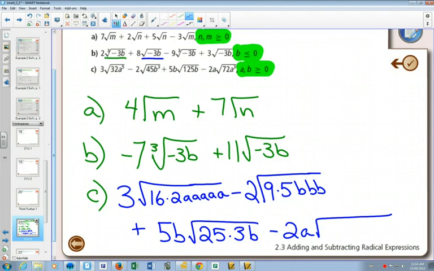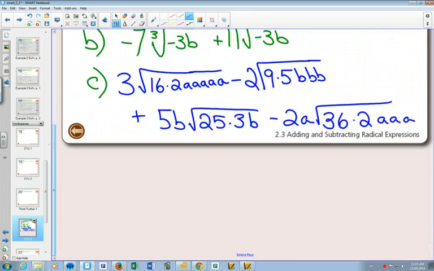36. 36 times 2, a. So I'm just setting this up right now to simplify. Because now, this square root of 16 is going to become a 4. I can pull it out of the square root in front, it's going to become a 4. But there's already a 3 out front. If I pull a 4 out front where that 3 is, should I get 7 or should I get 12? 12.